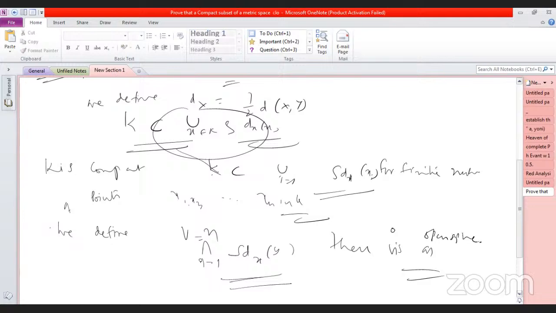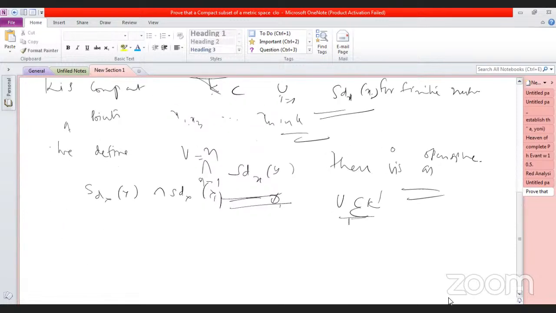It is an open sphere we are taking here. So S_dx of y intersection S_dxi of xi is equal to phi. So therefore V is a subset of K intersection, K complement, and V is a subset of K complement. So therefore K complement is open. So therefore the compact subset of a metric space is a closed subset. Then another problem you have to go.